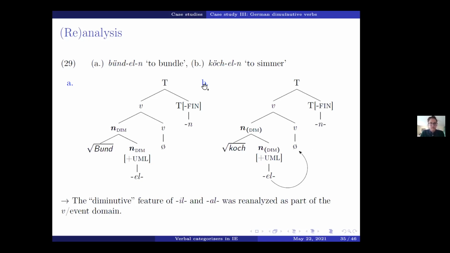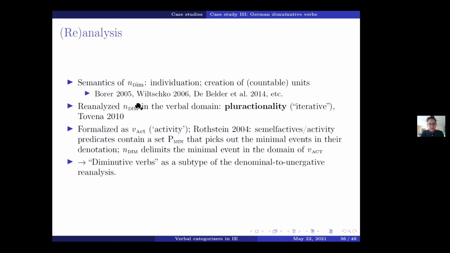And we think that this has something to do with the semantics of the nominal diminutivizer, which creates countable units, which is basically an individuation marker. And reanalyzed in the context of the verbal domain, this gives you pluractionality in the sense of Tovena 2010, and you end up with these iterative verbs. So this is really nice because it shows us that diminutive verbs are a subtype of the nominal to unergative reanalysis, and then depending on what kind of nominal you reanalyze into the verbal domain, you actually get different types of verbal semantics from that.